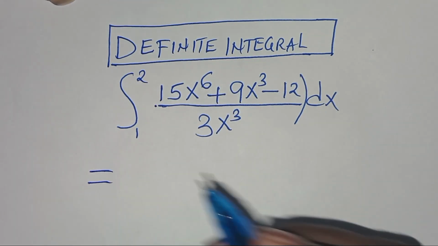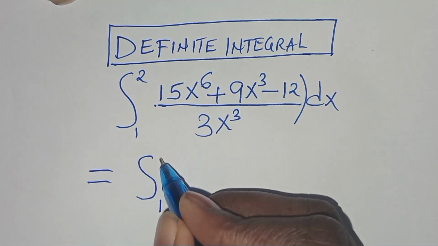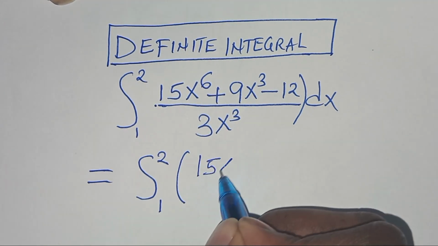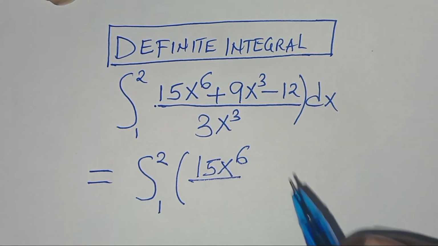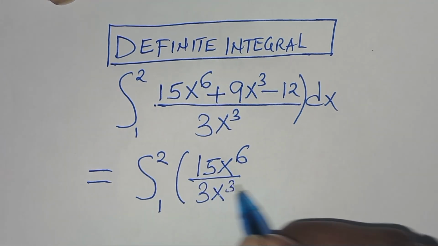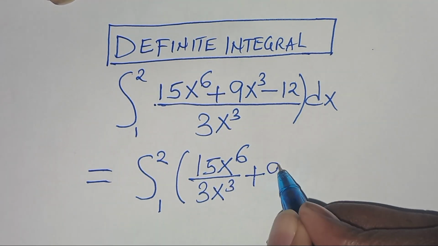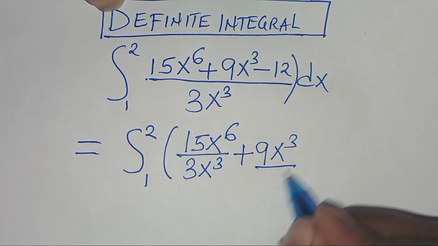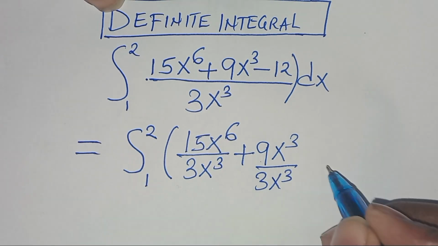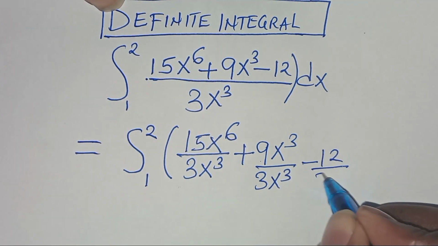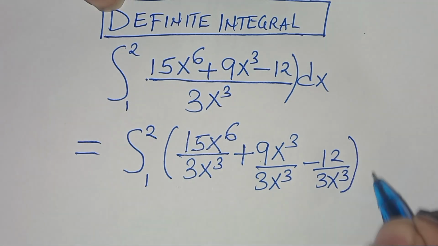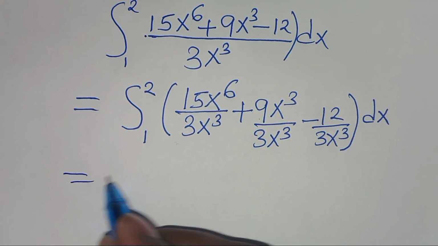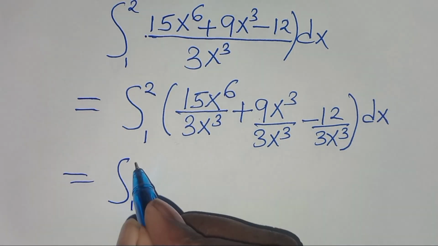So the next step here, we have the integral from 1 to 2. We can express this as 15x^6 divided by 3x^3, then plus 9x^3 divided by 3x^3, subtract 12 over 3x^3, everything here dx. So the next step here, we have the integral from the limit 1 to 2.